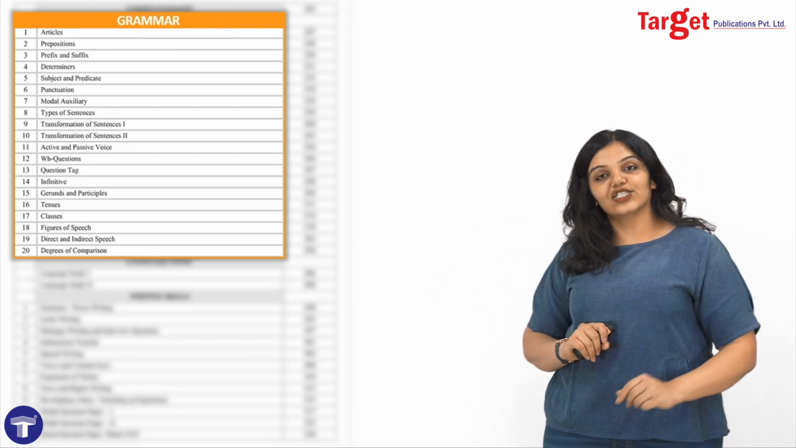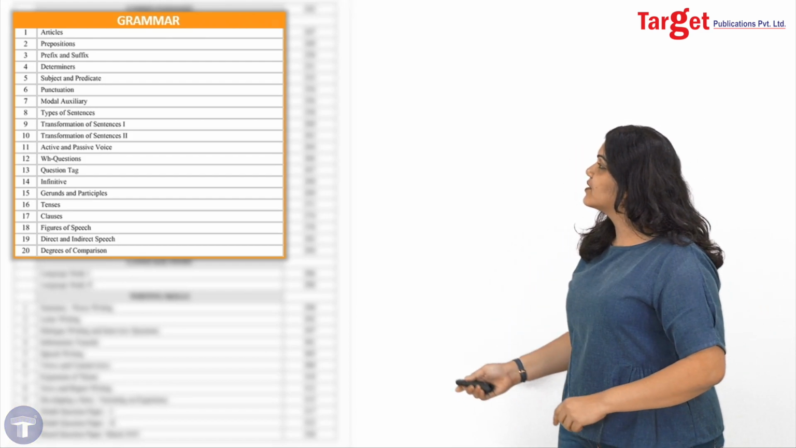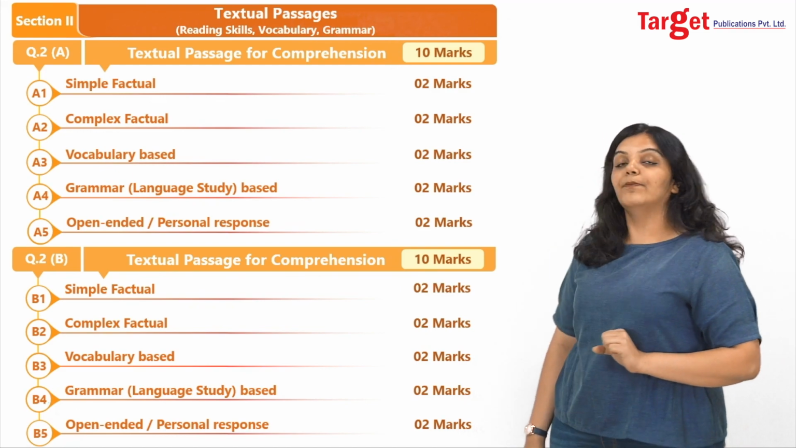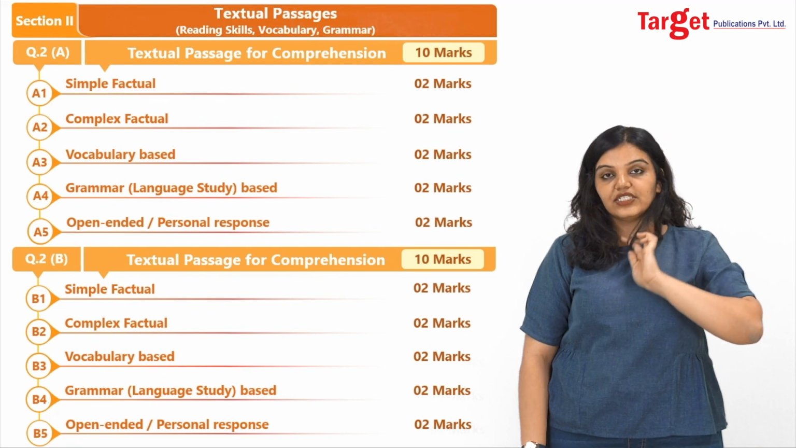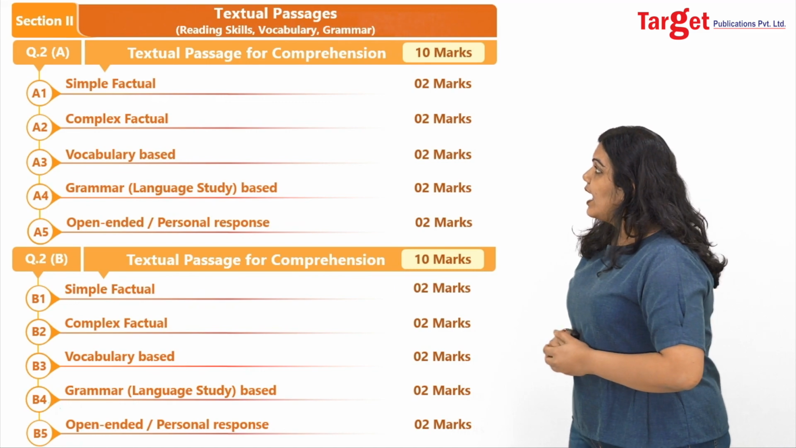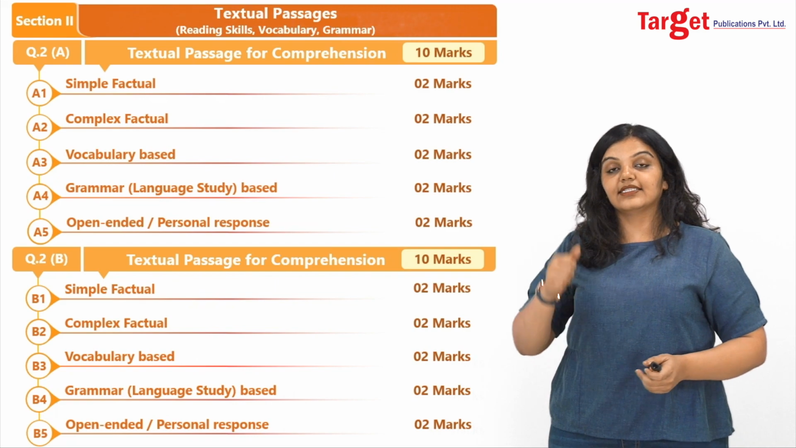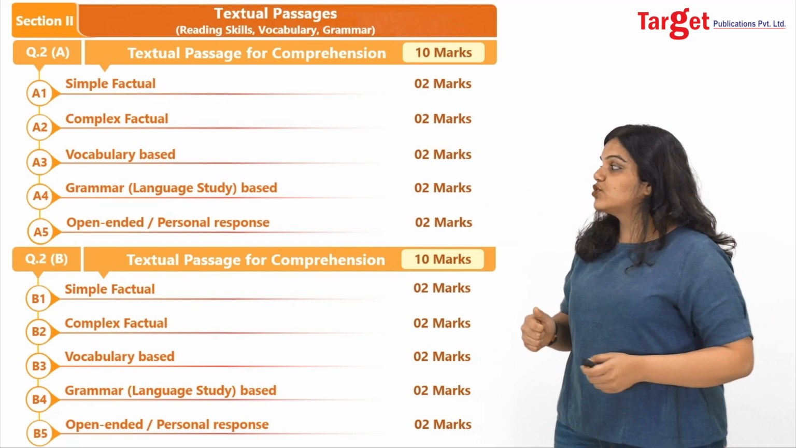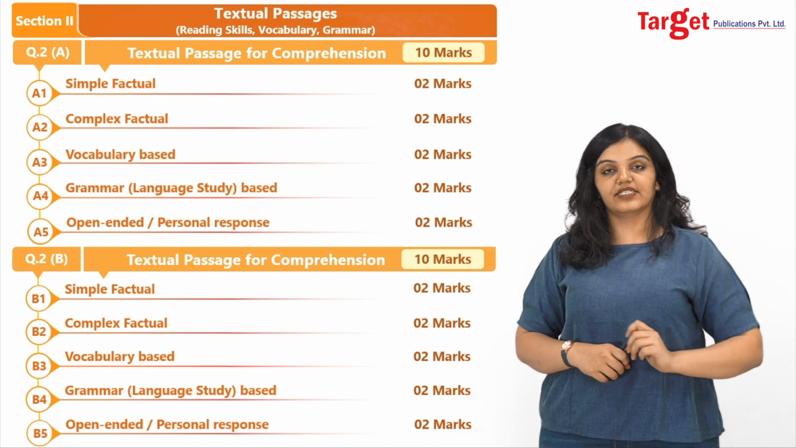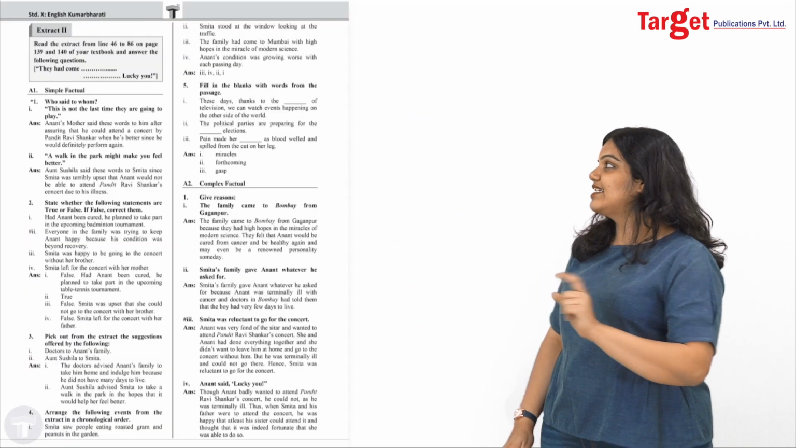So this is an extra aid that we have provided to help you with the language study section. Now, if you look at question 2, you will see that question 2A and 2B are both passage-based questions, and in particular, both these passages will be textual passages. Both of these passages will have 5 types of questions: simple factual, complex factual, vocabulary-based, grammar-based, and open-ended or personal response questions. Let's take a look at how we have tackled these in our notes.